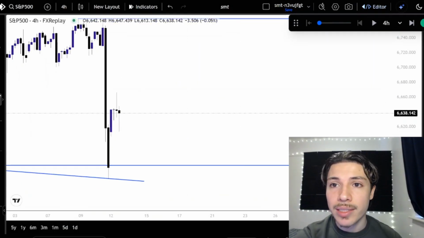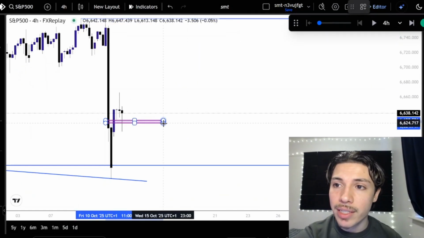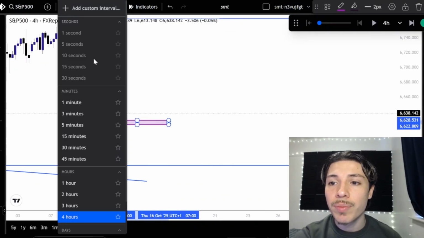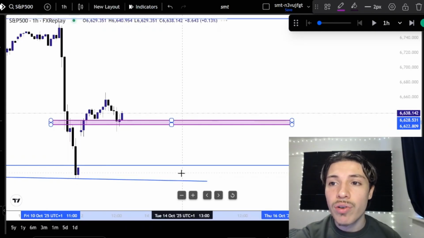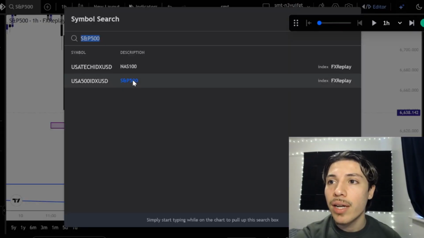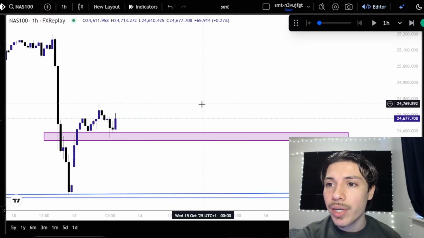Is it the same thing on the S&P? Pretty much. We can see that we've retested this 4 hour gap and we've gotten this big wick rejection. So that just tells me that, okay, there is a strong case for buys. There is a possibility that we want to look for buys. So now let's drop down to the hourly time frame. Do we notice anything?